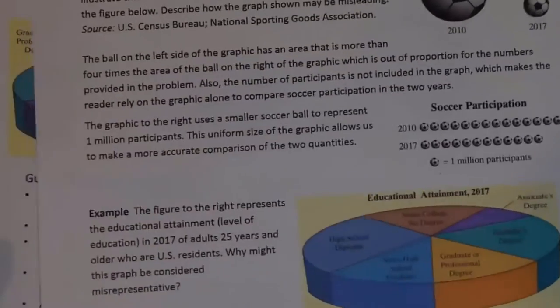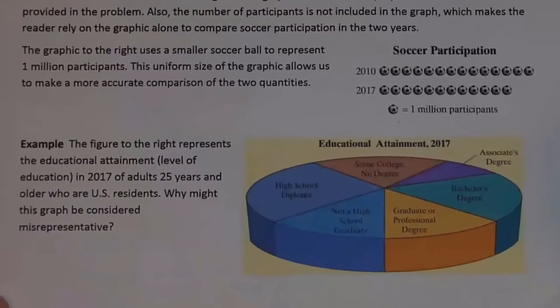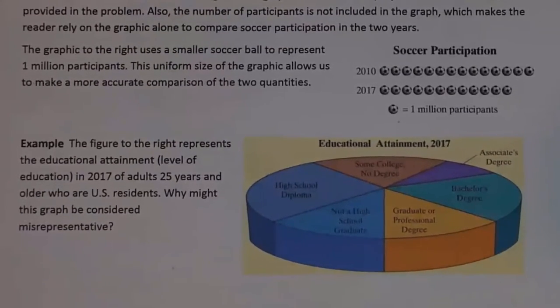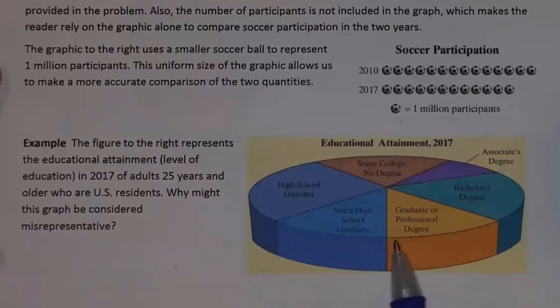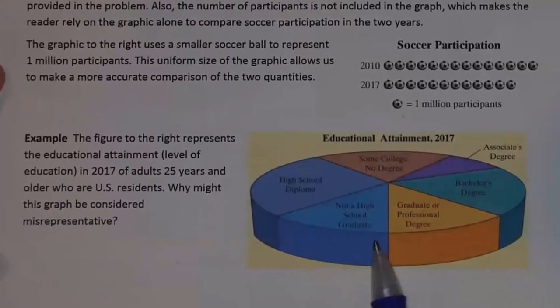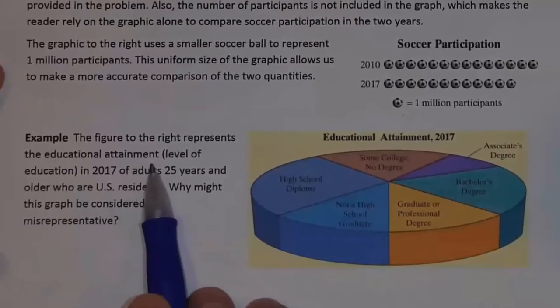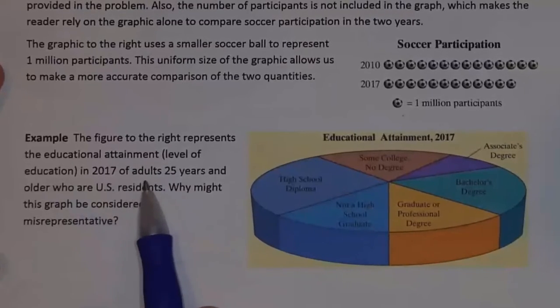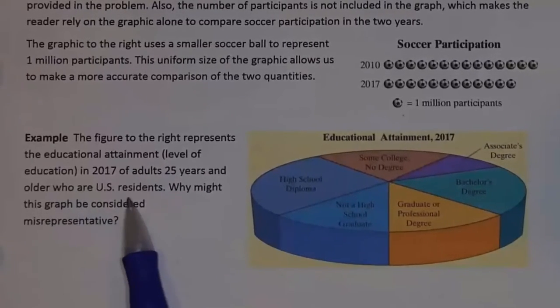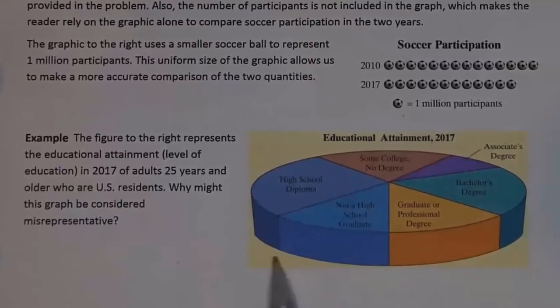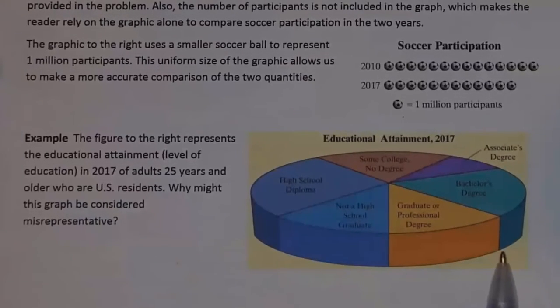The last topic here that we should generally avoid is three-dimensional graphs. Three-dimensional graphs look cool, but they're almost always misrepresentative of information. So take a look at this three-dimensional circle graph. The figure to the right represents the educational attainment in 2017 of adults 25 years and older who are US residents. Now, this is the same data that we used back in section 1. We were looking at levels of education.